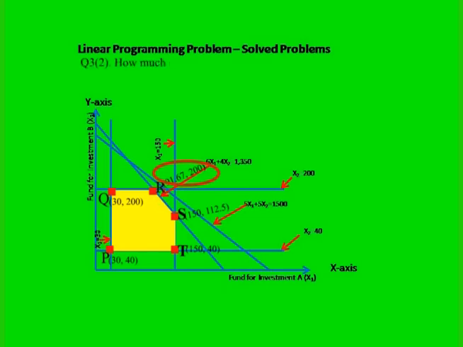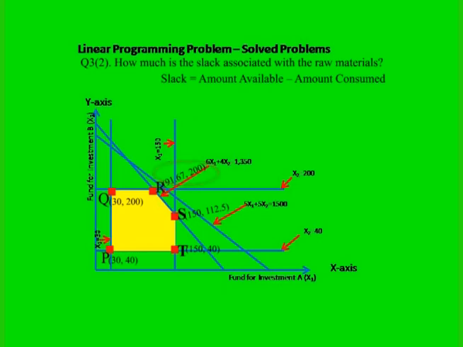The second question is the slack associated with the raw materials. As we know, slack is the amount of input material left unused. To determine the amount left unused, we have to calculate the total consumption, because the amount unused is the difference between the amount available and the amount used. The amount to be produced is already determined as 91.67 units of cleaning solution A and 200 units of cleaning solution B.